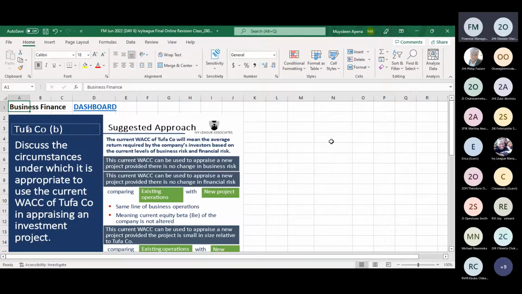Okay, so when the company is embarking on the same line of business, it means the current equity beta remains same. It's not altered. Just like I've told you before, it's not altered. So asset beta remains same. Equity beta remains same. Nothing is changing.